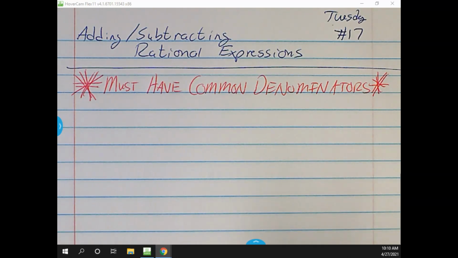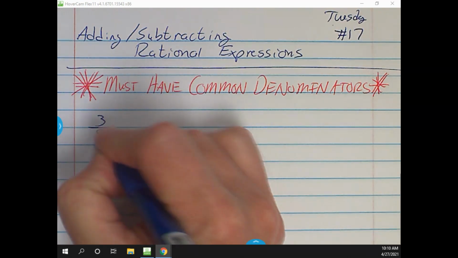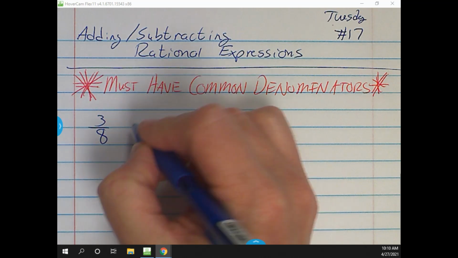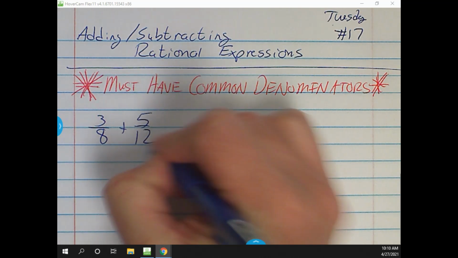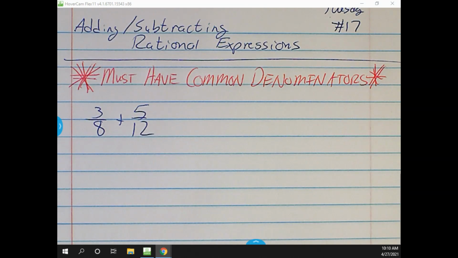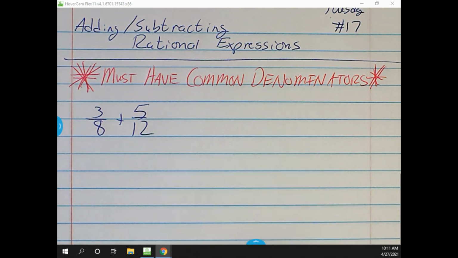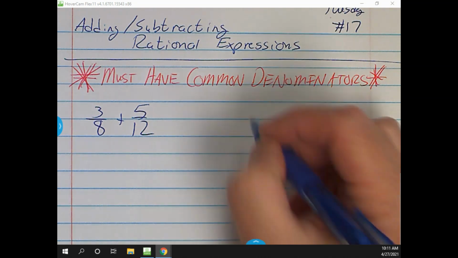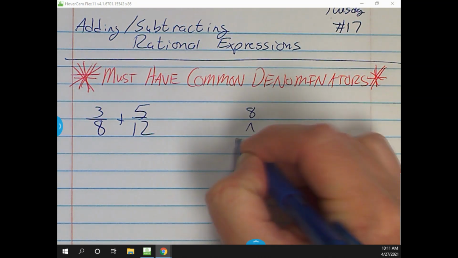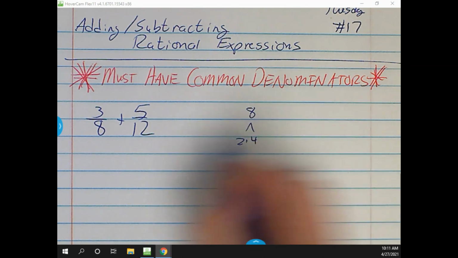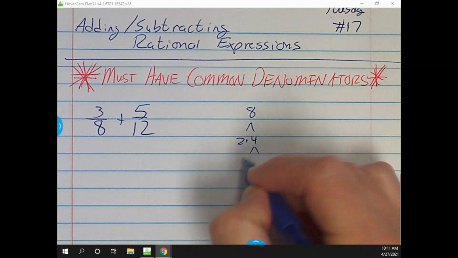Because you're not going to have a problem like this, but let me at least set it up for you. If you had something like 3/8 plus 5/12. If you remember, this answer was not going to be 8/20. Just like way back when you first started doing fractions, you had to have common denominators. There's a couple of ways you could do this. We're going to take the two denominators we have and break them down.